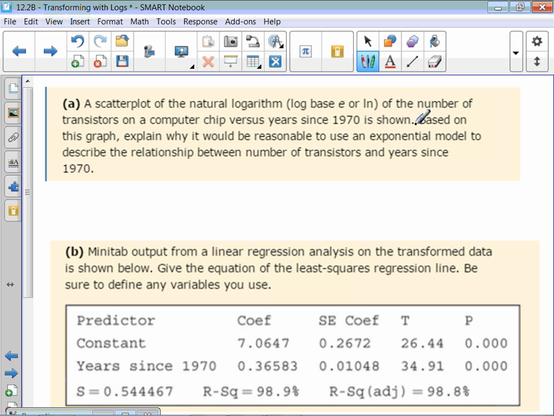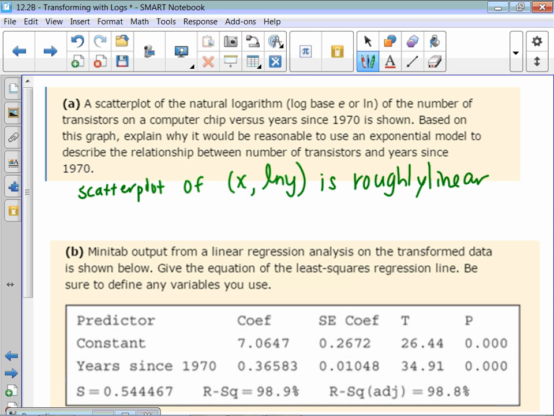All right, so a scatter plot of natural logs of the number of transistors on a computer chip versus years since 1970 was shown. Based on this graph, explain why it's reasonable to use an exponential model. Based on the graph, it's reasonable because it's roughly linear. So you can write it like this: the scatter plot of x, comma, ln y. My input stayed the same, but I took the natural log of the output, is roughly linear. And so an exponential model is a good fit.